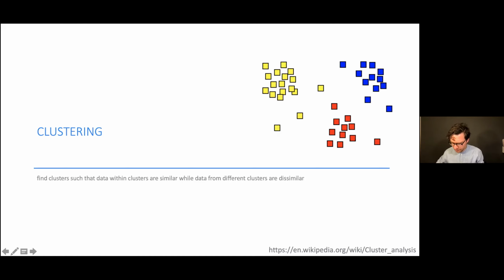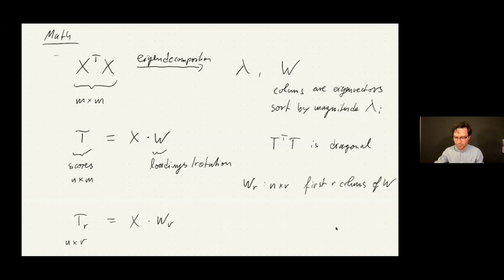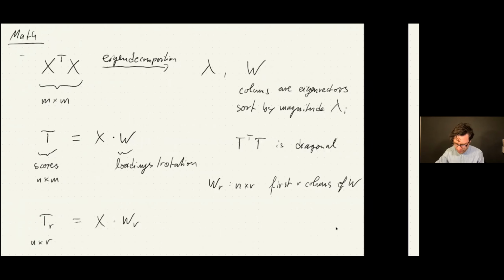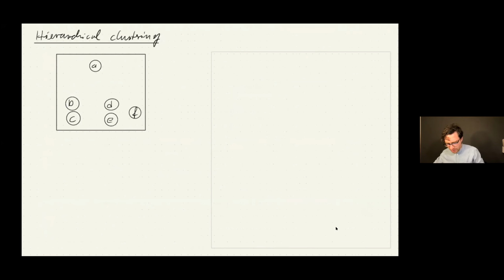I'm just going to share my iPad again. I want to give you 3 examples. The first one would be hierarchical clustering, where here I just plotted some data in 2-dimensional space to illustrate the concept of clustering.